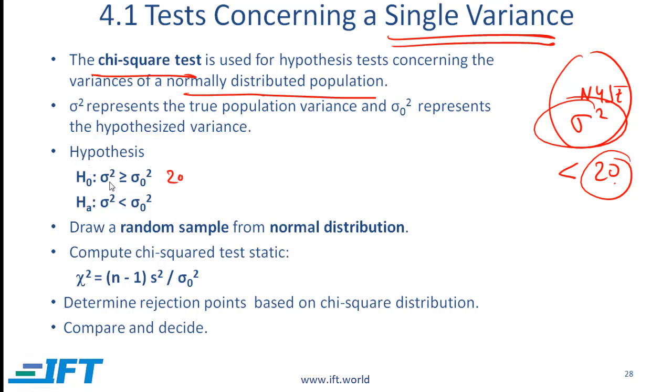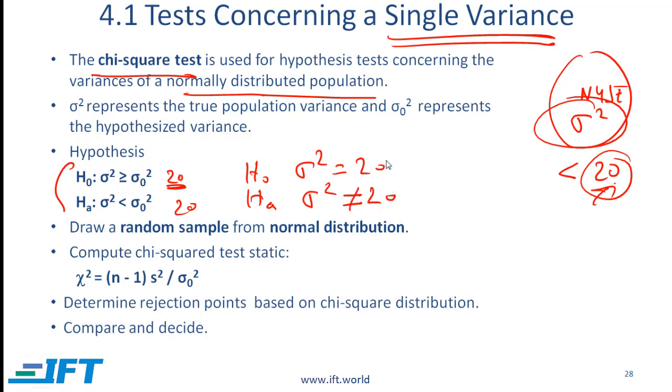H naught: sigma squared greater than or equal to 20, because that's the number I picked here, versus the alternate that sigma squared is less than 20. This is just one example. We could also have a hypothesis such that sigma squared is equal to 20 versus alternate that sigma squared is not equal to 20. This would be a two-tailed test where you want to show that the variance is not 20. Again, depending on what you are after, you would set up the null and alternate accordingly.